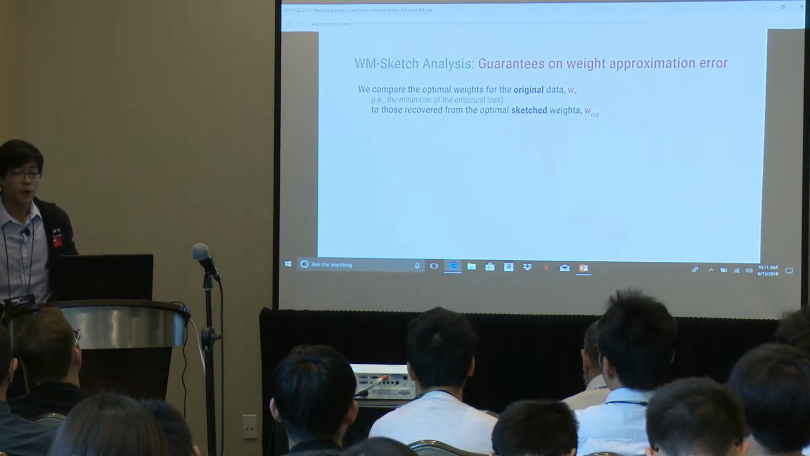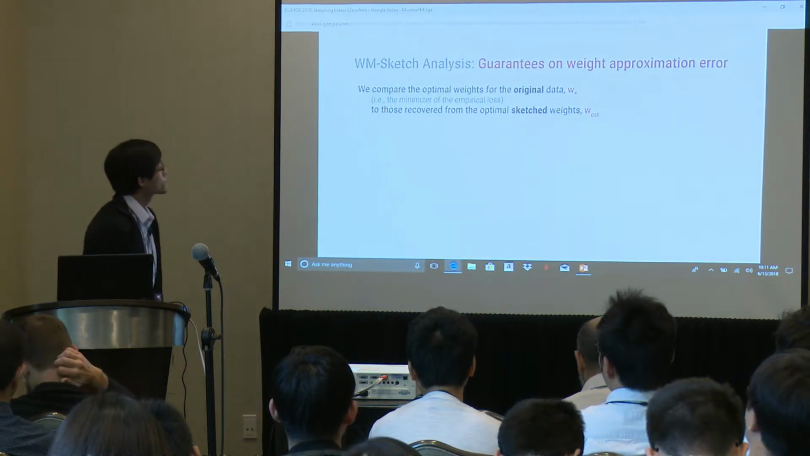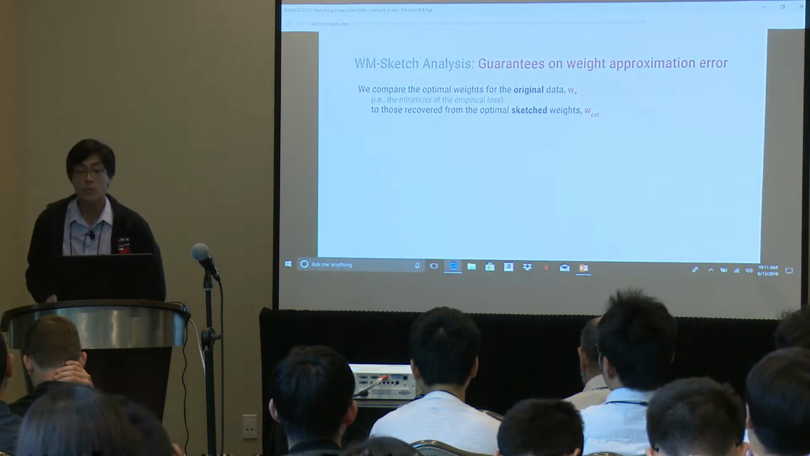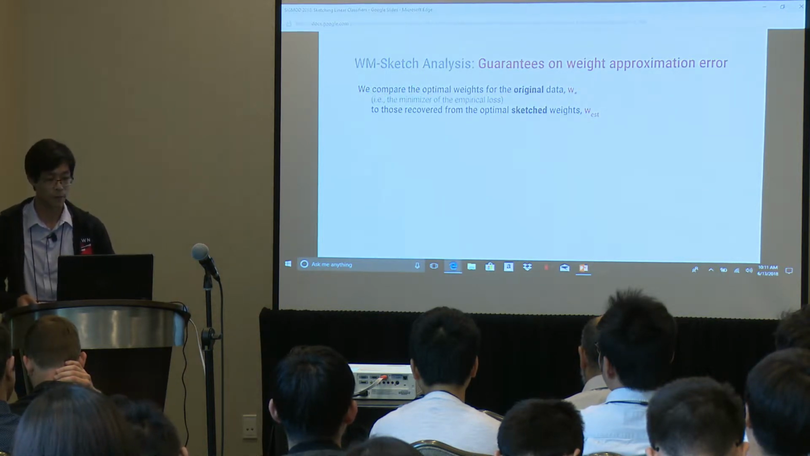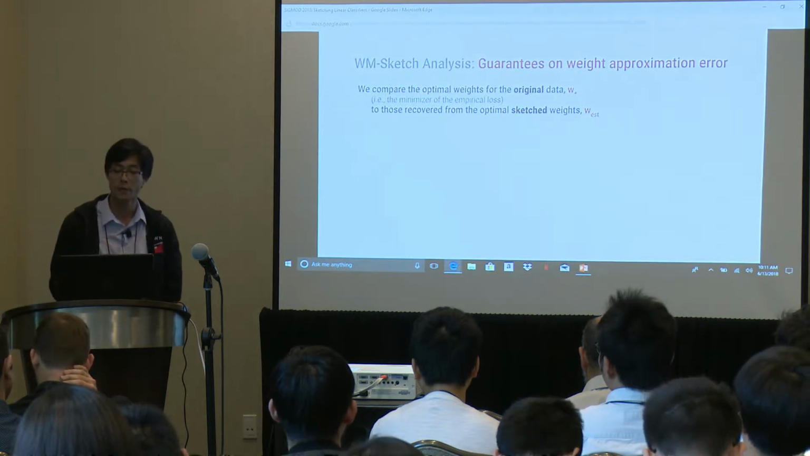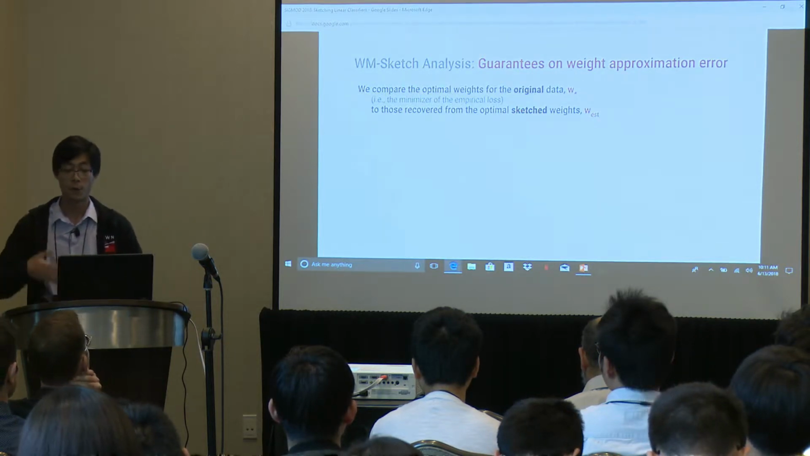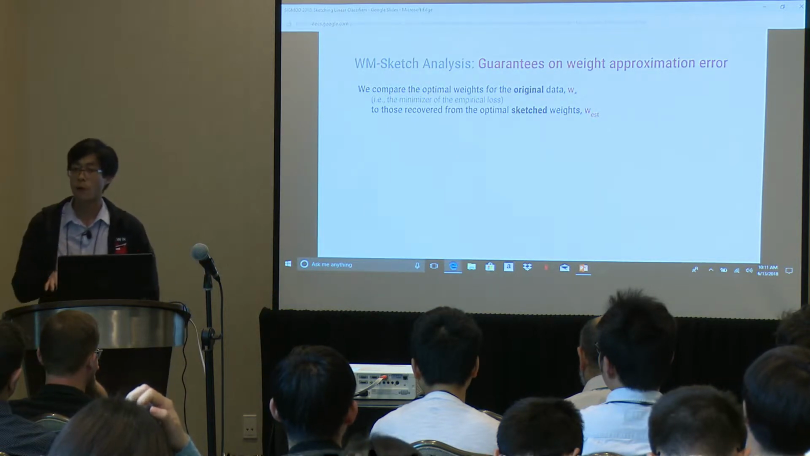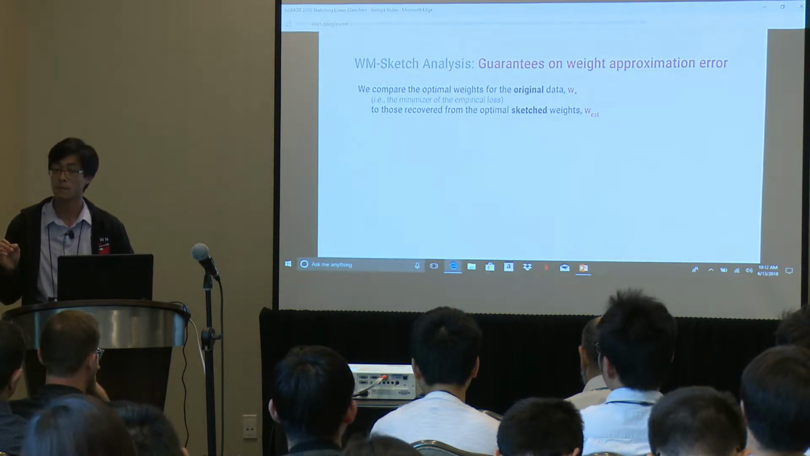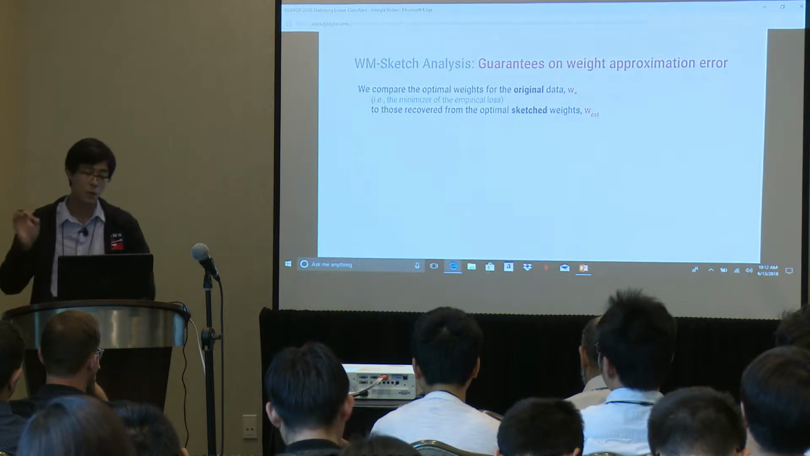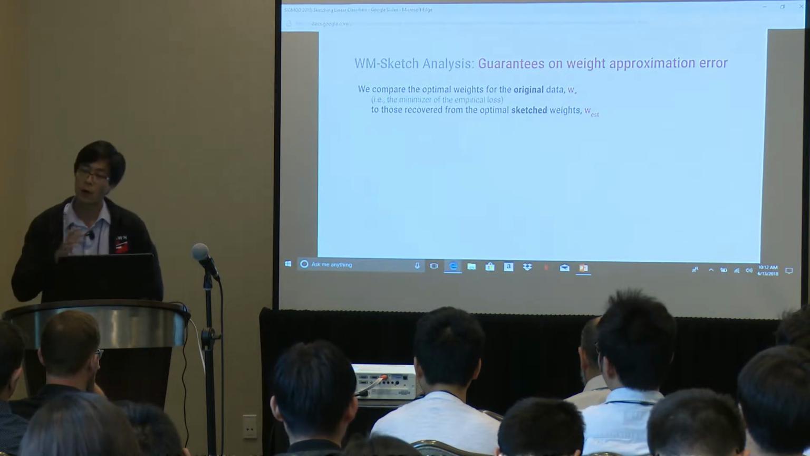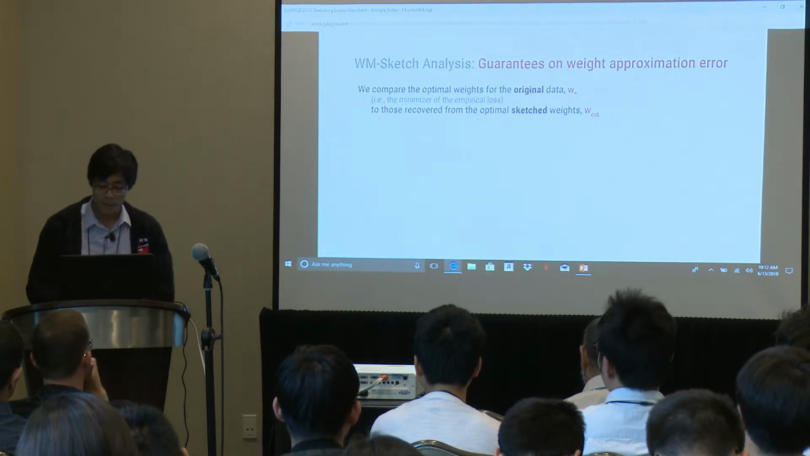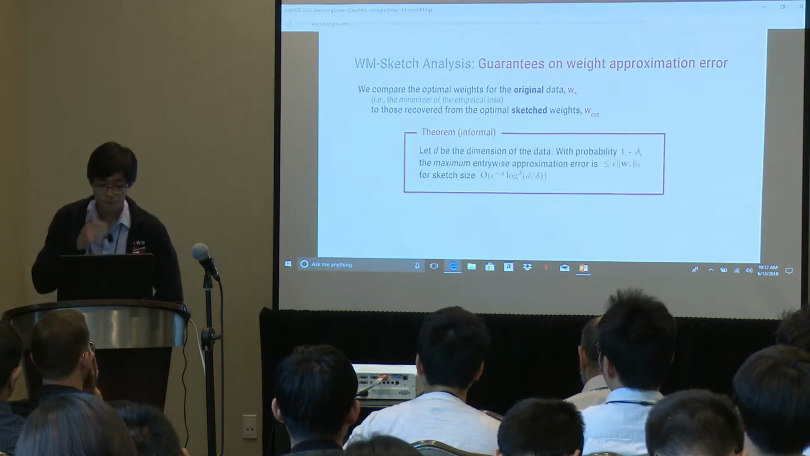So what can we say theoretically about the weight median sketch? Well, it turns out we can derive some theoretical guarantees on the weight approximation error. And the way we do this is we just compare the optimal weights for the original data to those recovered from the optimal sketched weights. Okay? And by optimal, I mean just the weights that minimize the empirical loss over the examples observed so far in the data stream. And given this, we can show the following theorem.